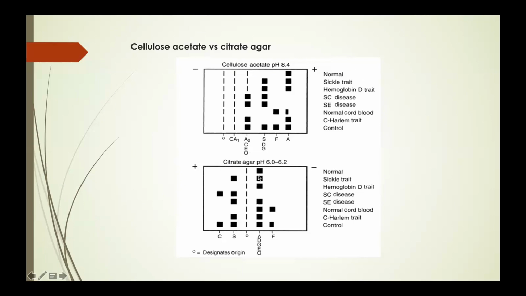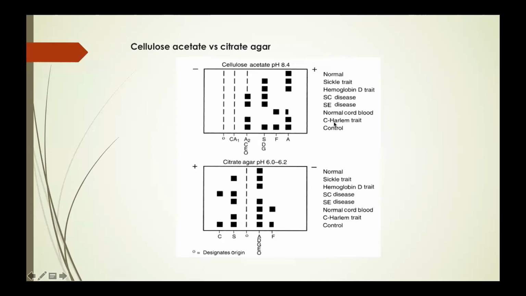Now, when you want to separate, as you can see, hemoglobin S has migrated together with D and G, so you may not know what this band represents. Whether this band represents S, G, or D is impossible to tell. You can only know that when you run citrate agar. That's why you can see hemoglobin S migrates alone now. It is separated from the others. And C is also migrating alone, and initially it was migrating with A2, E, and O.